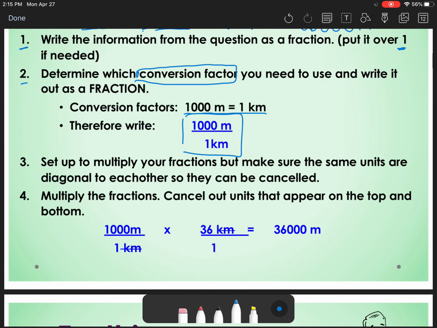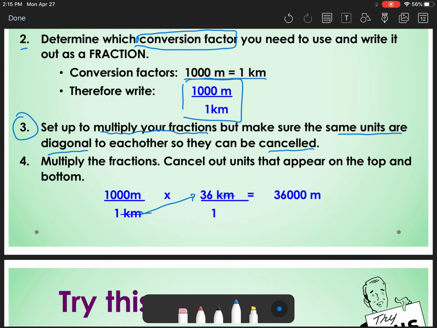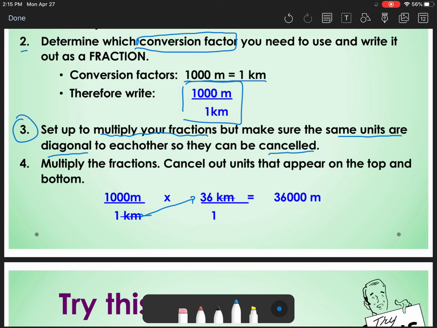Okay, and I would write that as a fraction. All right. Step 3, set up to multiply your fractions, but make sure the same units are diagonal so that they cancel. So if you know anything about multiplying fractions, if the same units, or the same kind of number, is diagonal across from each other, we can actually cancel those units. And then we multiply out the fractions and cancel anything. All right, so how does this look?